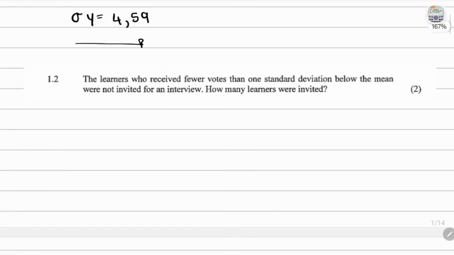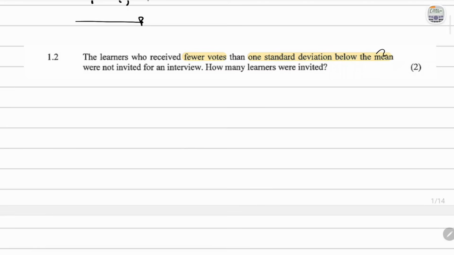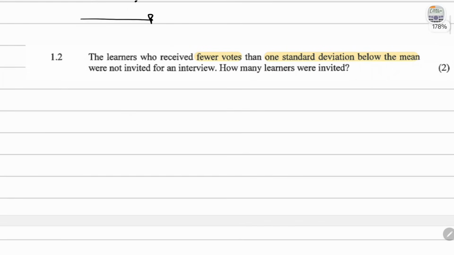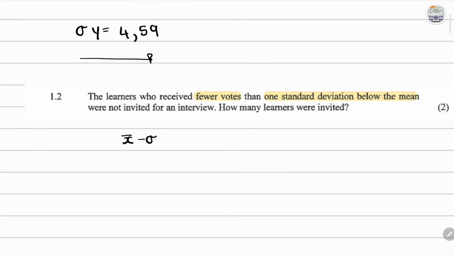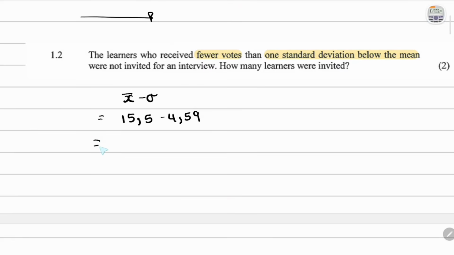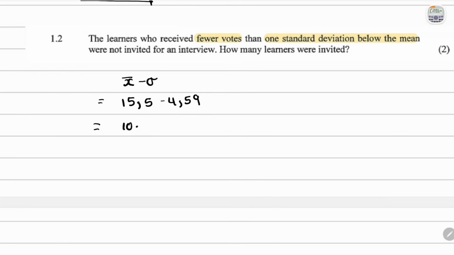Question 1.2 says, the learners who receive fewer votes than 1 standard deviation below the mean were not invited for an interview. How many learners were invited? So we first have to find out what 1 standard deviation below the mean looks like. If this is the mean, we're going to go a standard deviation less than the mean. So that is mean minus standard deviation. We know our mean is 15.5 and this is our standard deviation. So we're just going to say 15.5 minus 4.59. And that will give us 10.91.